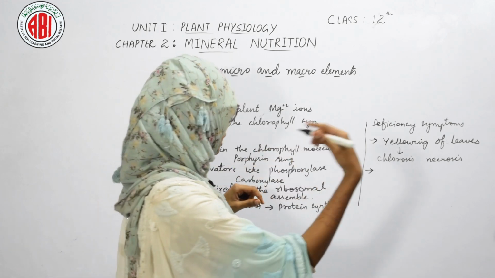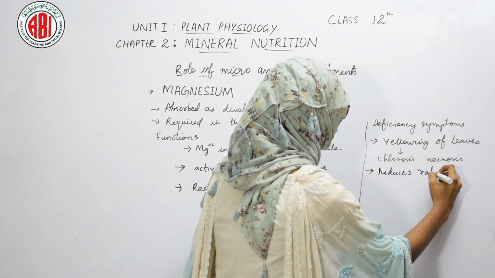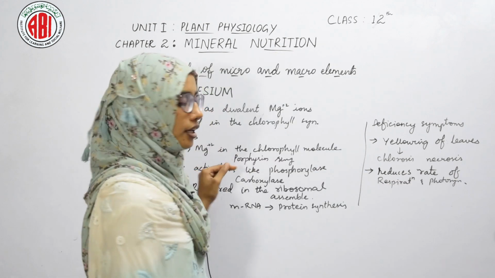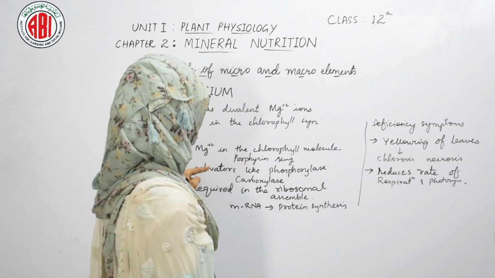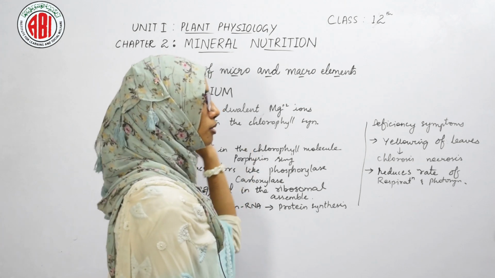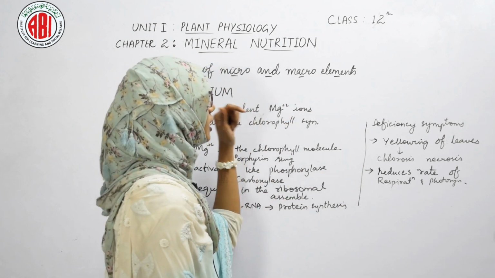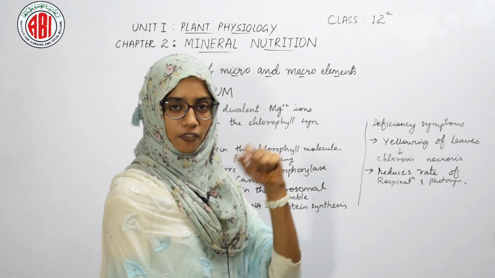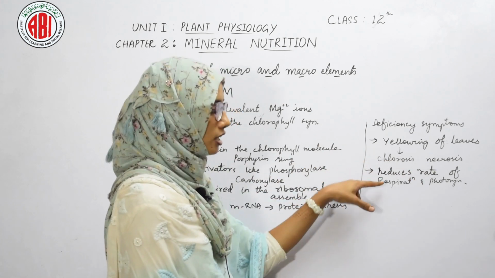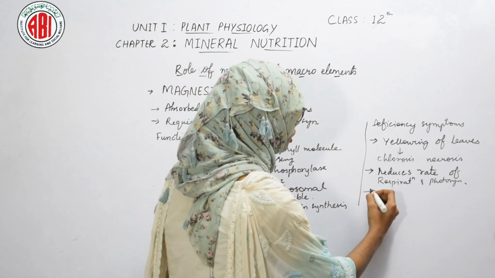The next deficiency symptom, due to a small amount of magnesium, is reduced rate of respiration and photosynthesis. While learning the functions, I explained that it helps in activating certain enzymes which are responsible for carrying out processes like respiration and photosynthesis. Due to the deficiency of magnesium ions, the rate of respiration and also the rate of photosynthesis will get lowered.